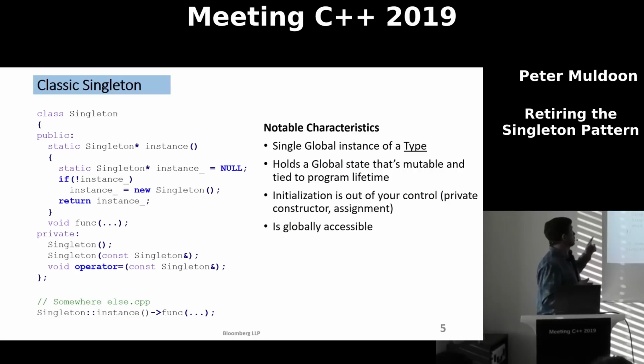The initialization of this is also out of your control. You can't say, I want to set it up this way or set it up that way. You get one, and that's all you have. And because you only have one, the state is tied to the program lifetime, not to an object lifetime. So it makes it hard to test. So these are the characteristics.